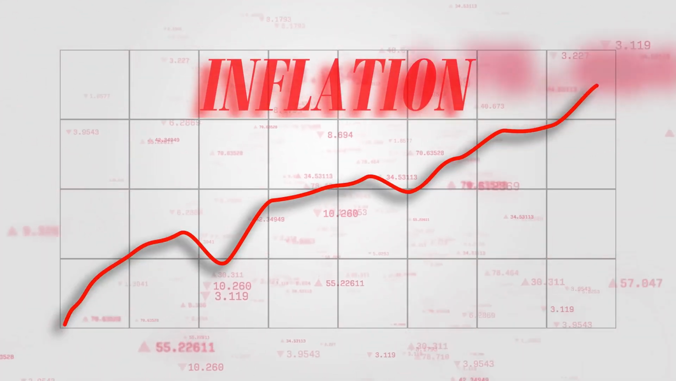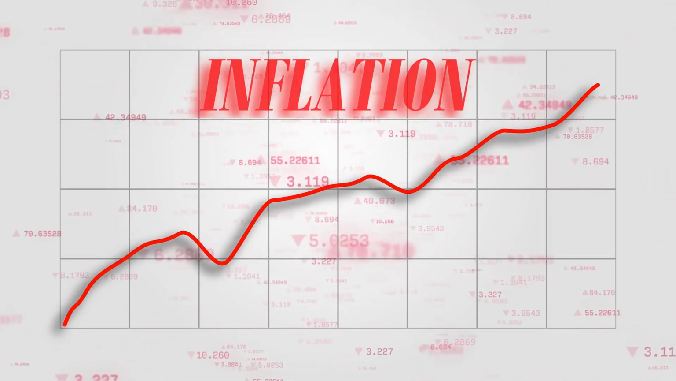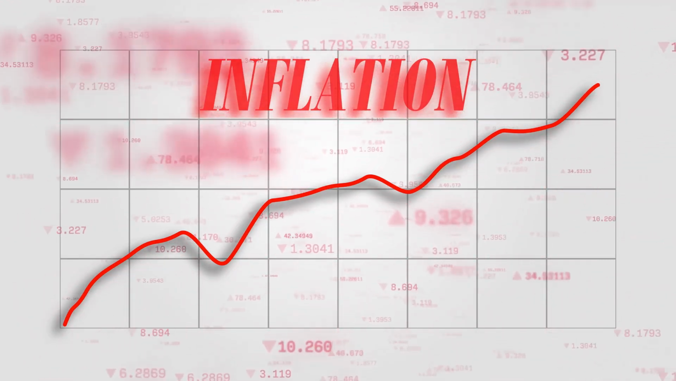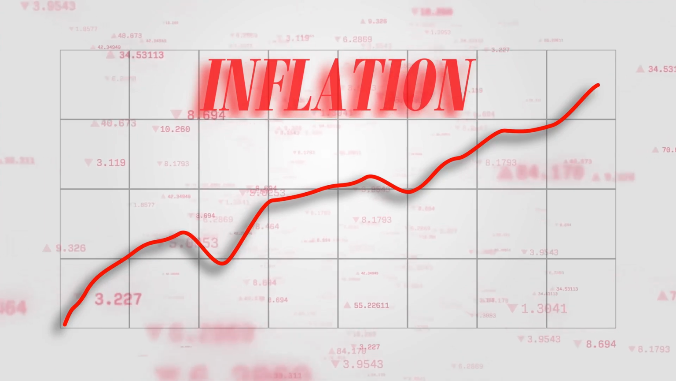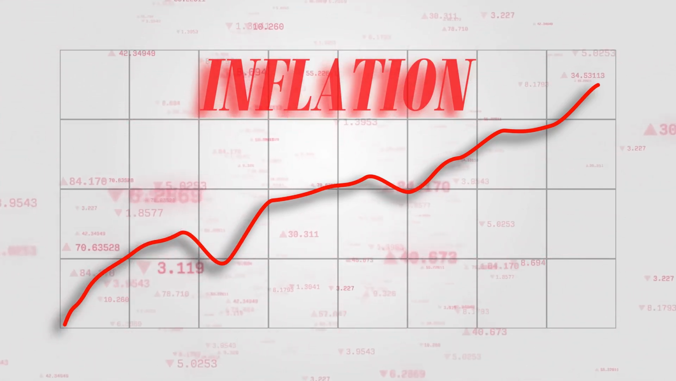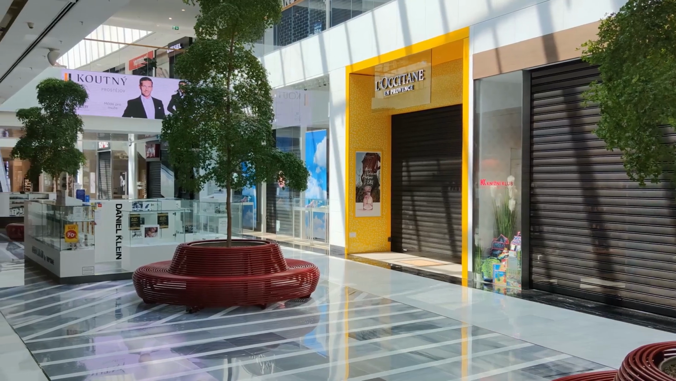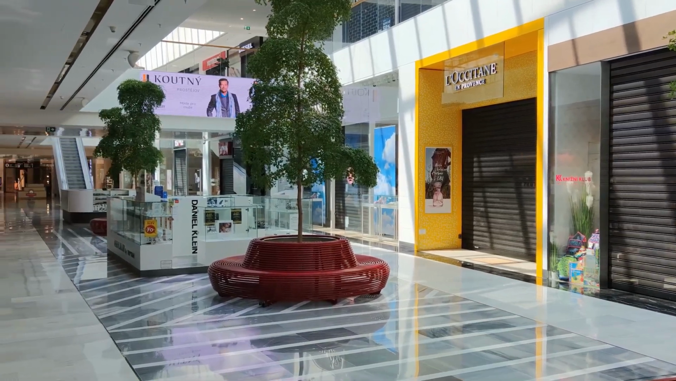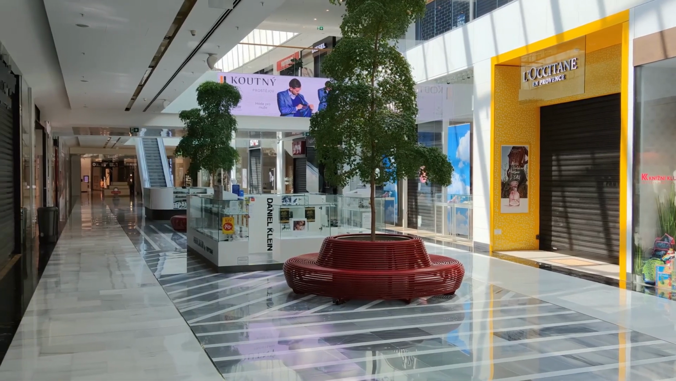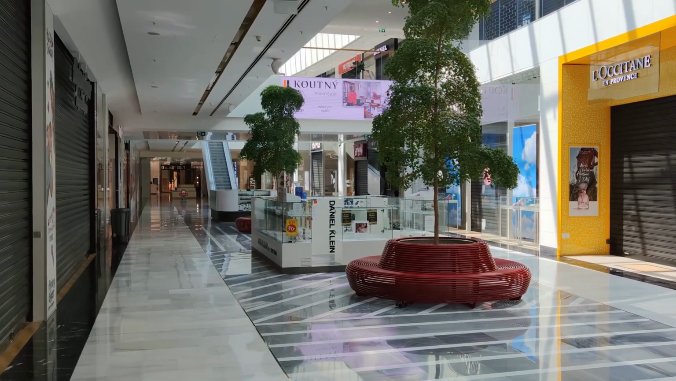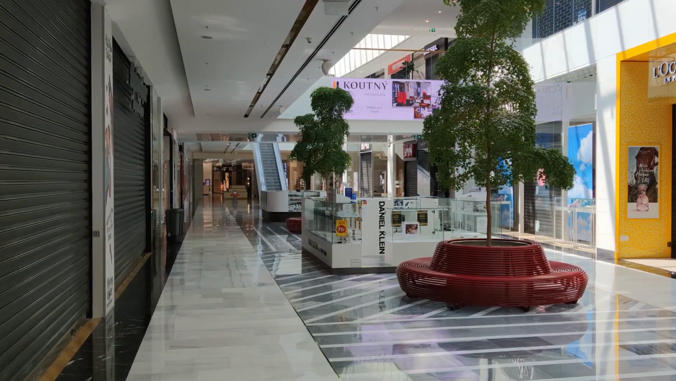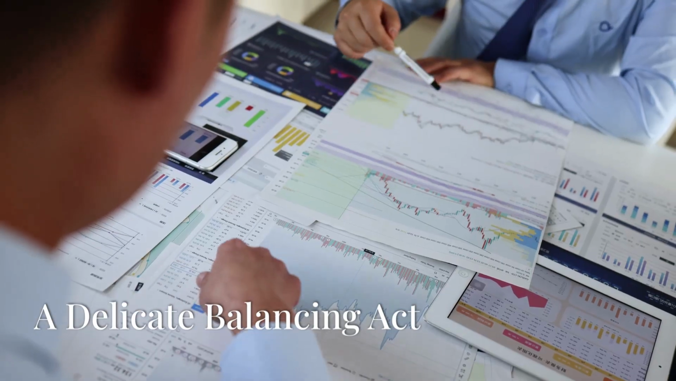When central banks are raising interest rates to combat inflation, for example, expansionary fiscal policies could counteract these efforts and lead to higher inflation. Conversely, when central banks are lowering rates to stimulate growth, contractionary fiscal policies such as austerity measures could undermine these efforts and prolong economic stagnation.